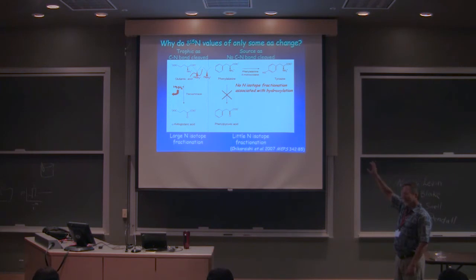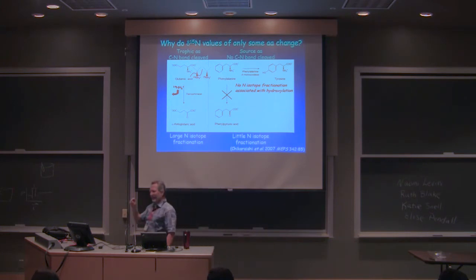This is probably oversimplified in terms of the mechanisms controlling the difference in isotopic composition of trophic and source amino acids. It probably has more to do with the metabolic activity of these compounds, trophic versus source amino acids.